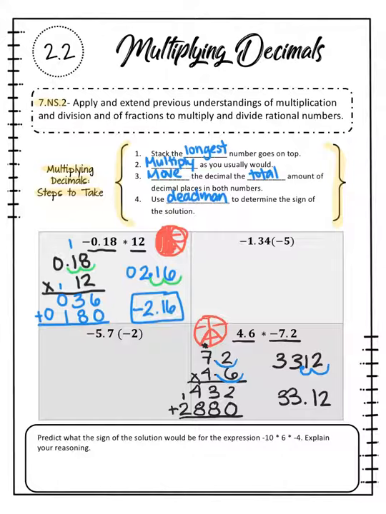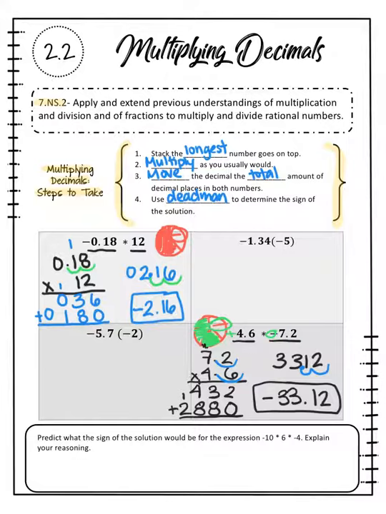Again, last step, we are going to use our dead man. Since the 4.6 is positive, I'm going to cross out a positive. Since 7.2 is negative, I cross out a negative. So I know my answer is going to be a negative 33.12. And we are done. The last two are for you to try.